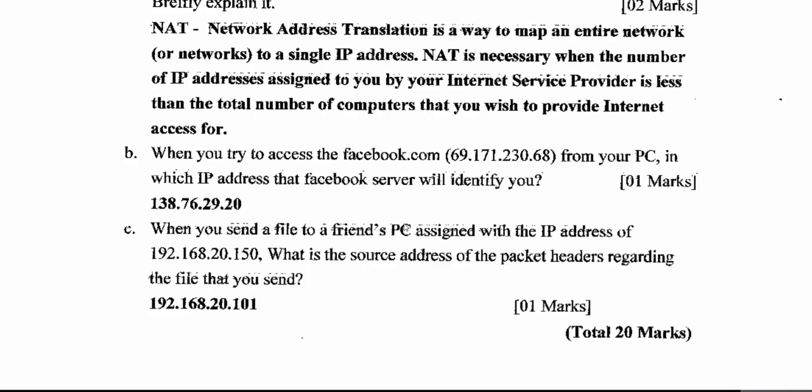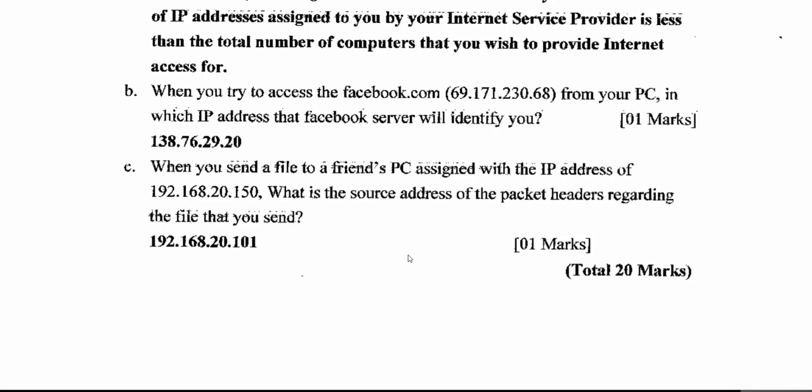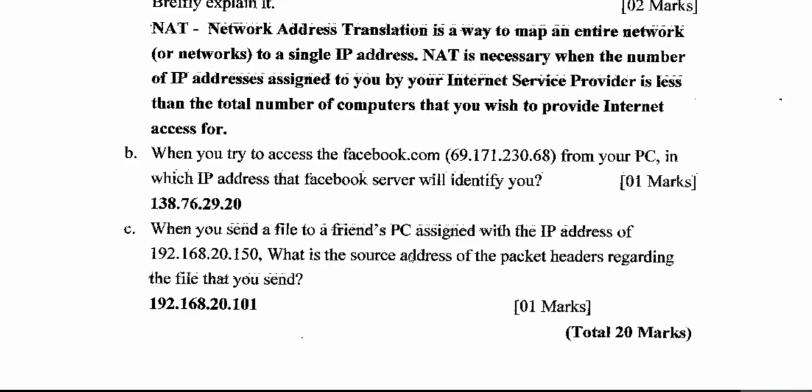Part C. When you send a file to a friend's PC assigned with the IP address of 192.168.20.150, what is the source address of the packet headers regarding the file that you sent? In this case, if you compare your IP address and the friend's IP address, both IP addresses are within the same network, that means the 192.168.20 network. Therefore, both these PCs are within the same internal network, and your friend's machine will identify you with your own IP address, which is 192.168.20.101.